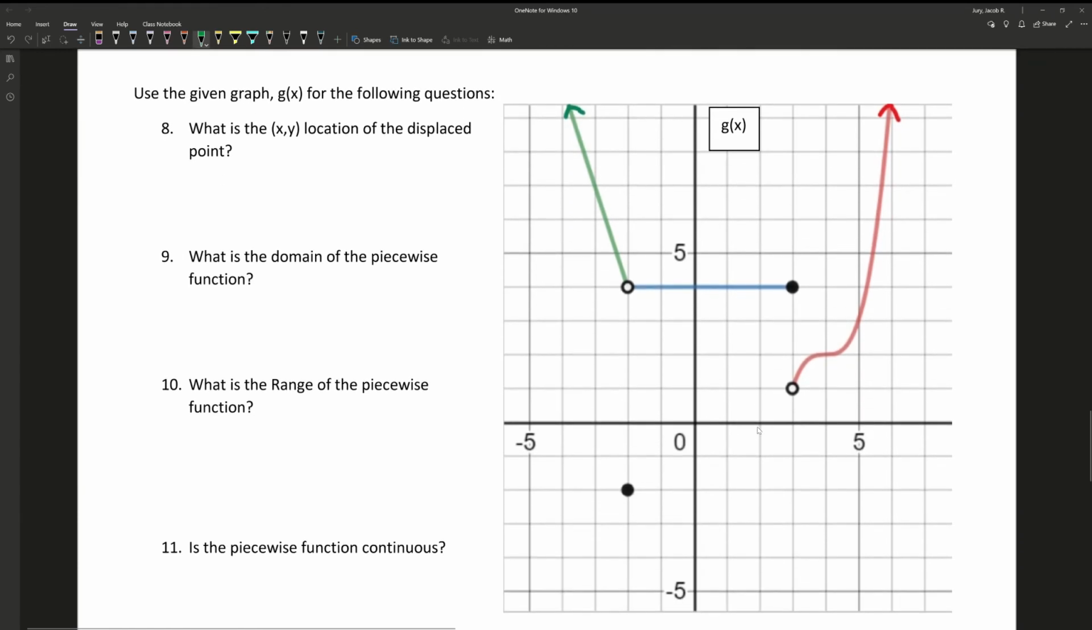Alright, so in this last part of your notes, I'm going to just look at one of them with you, and then I'll show the answers to my notes at the very end of the video, so you can see what I got for them. The crucial question here in this example is number 8. What's the xy location of this displaced point? We didn't have one of these in the other example. This displaced point is at -2, -2.